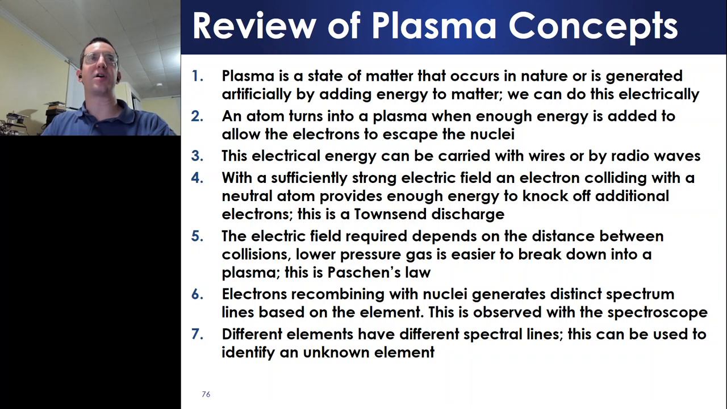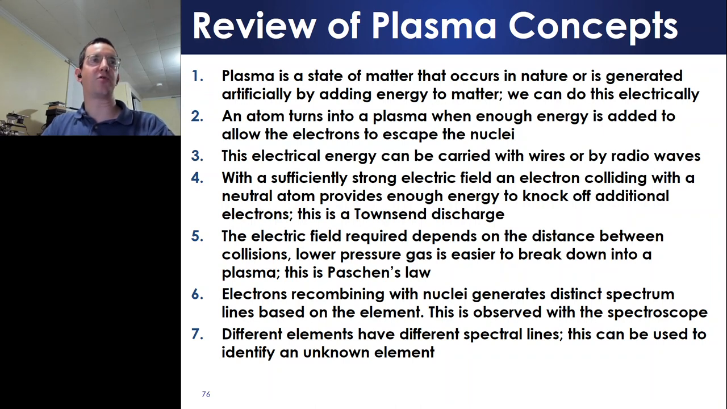For a review of plasma concepts, plasma is a state of matter that occurs in nature or is generated artificially by adding energy to matter. We can do this with an electrical discharge. An atom turns into a plasma when enough energy is added to allow the electron to escape from the nuclei. This electrical energy can be carried with wires or delivered by radio waves. With a sufficiently strong electric field, an electron colliding with a neutral atom provides enough energy to knock off additional electrons. This is a Townsend discharge.